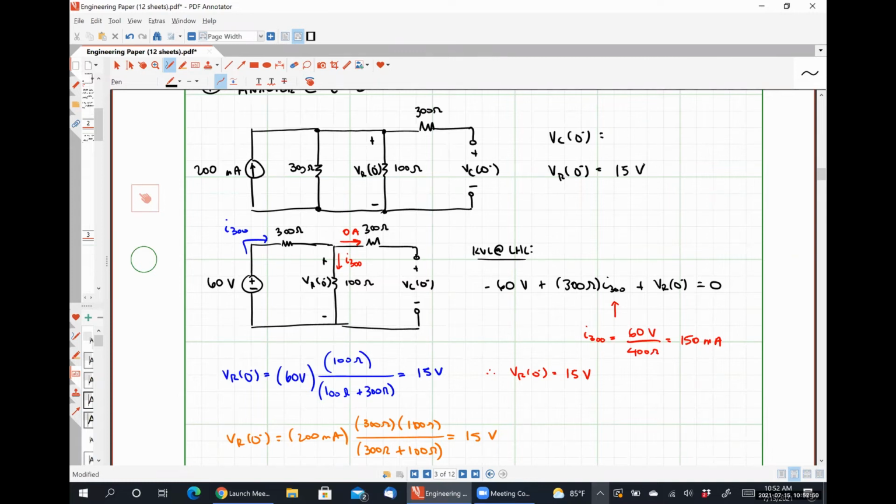Exactly correct. So because we know that the voltage drop across this 300 ohm resistor has to equal 0 volts because this current is 0 amps, VR at 0 minus and VC at 0 minus are the exact same thing. So this has to be 15 volts as well. Very good job analyzing that. So I'm sorry, go ahead.